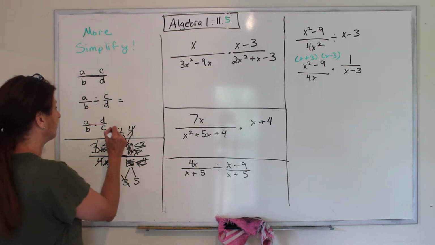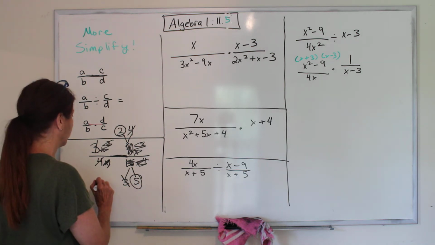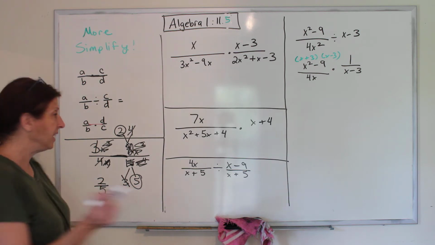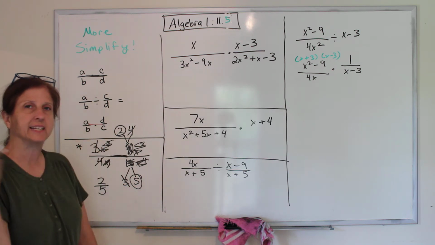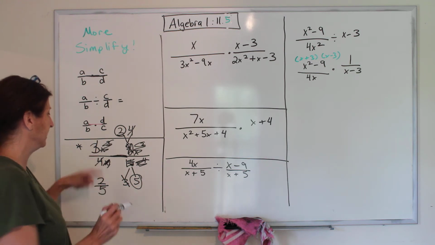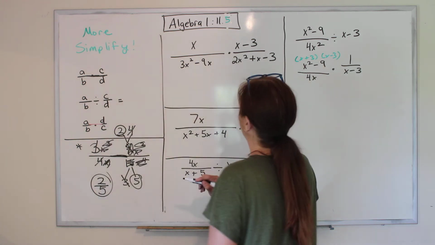What do we have left? We have a 2 in the numerator and a 5 in the denominator. So the answer is 2/5. Isn't that fun? They love this problem, the SAT, the ACT, and college entrance exams. It's fast, it's easy, it's fun. Whoop, there it is. Alright, but what about that one?